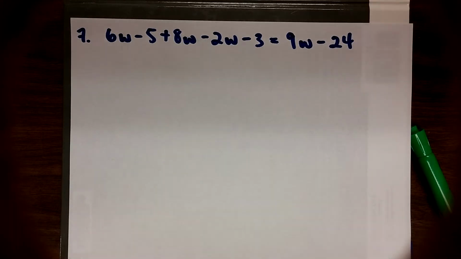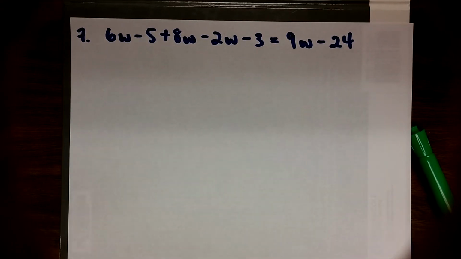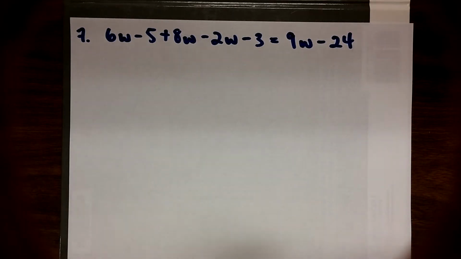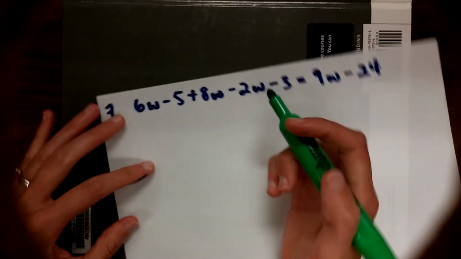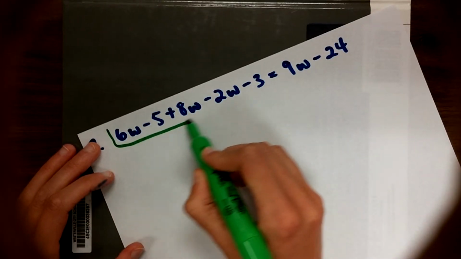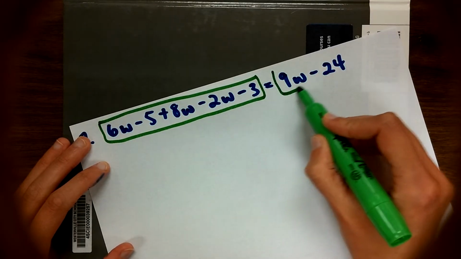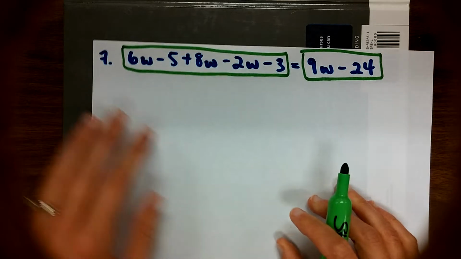So for number 7, we have an equation to solve. And what I'm going to do first, just to help me see each term as its own separate piece, is I like to draw boxes around my terms. So I'm going to put a big box around each side of the equation and then make a separate box with each term in it.